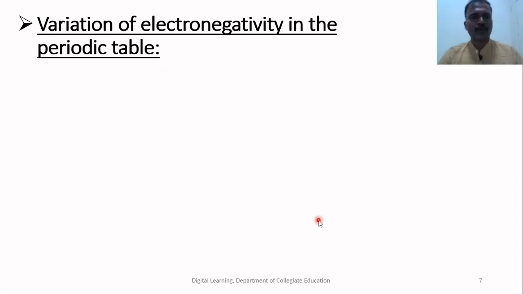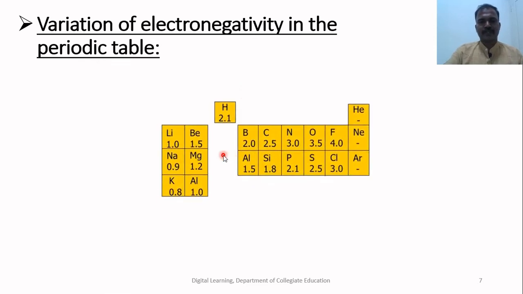Let me consider one more important point, variation of electronegativity in the periodic table. So here I am taking a part of the periodic table which includes s block elements and p block elements for the explanation. When we move across the period from left to right, the electrons are being added into the same energy level. As a result of this, the effective nuclear charge increases and the atomic radii decrease.